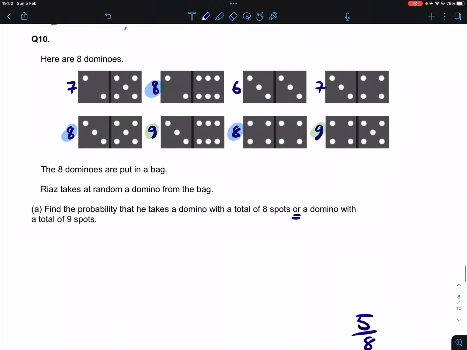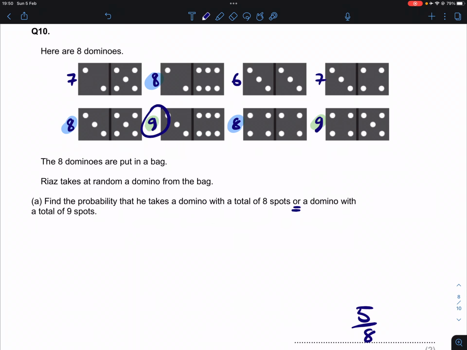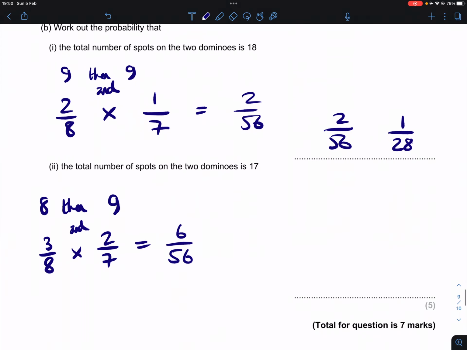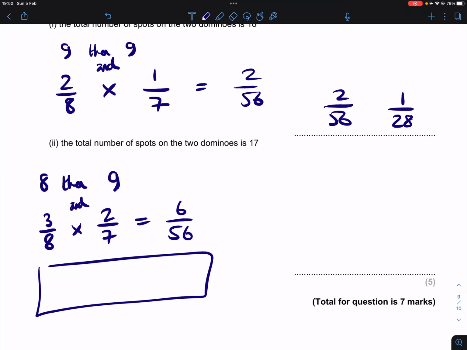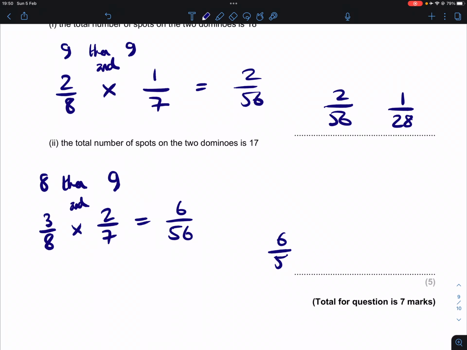And then you could look at this as I pick a 9 first, so I have 2 out of 8, followed by 3 out of 7. And if you multiply them together, you're going to get exactly the same thing again. So whether you rewrite this here, that's one option, or you take the 6 over 56 and double it, either way you're going to get 12 out of 56.